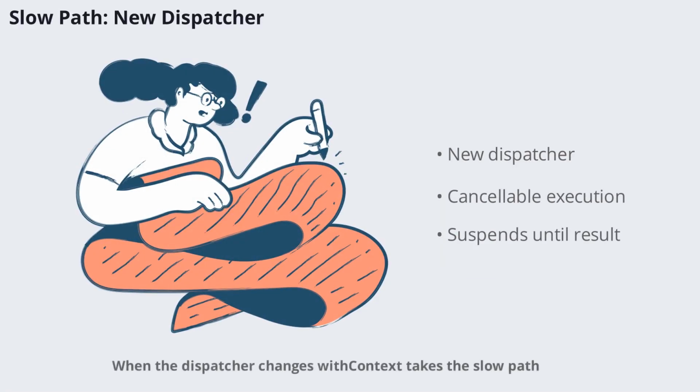When the dispatcher changes, withContext takes the slow path. It creates a dispatched coroutine and dispatches the block to a new thread pool. The block is started in a cancelable way, and the coroutine suspends until the result is available. This approach is necessary for tasks that require a different thread, such as heavy computations or I/O operations.